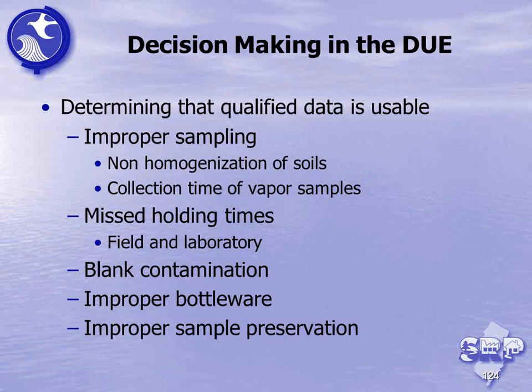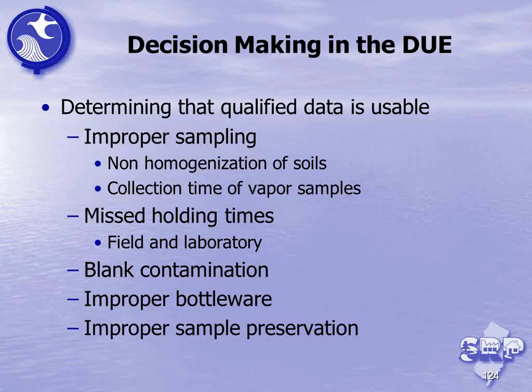Decision making in the DUA: determining that qualified data is usable. So you have qualified data, and now you have to see if it's usable. With sampling, did you not bring out your stainless steel trowel and bowl? So you had non-homogeneous samples. Collection time of vapor samples is very specific. You're supposed to collect indoor air for 24 hours. Say you dropped the can off late and you had to get there a little early the next day, and maybe you only sampled it for 18 hours, okay? You're varying from the guidance, but is that significant enough that your data is not usable?